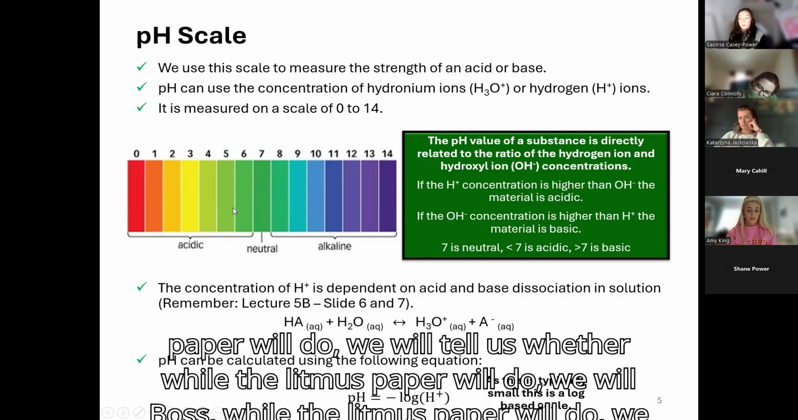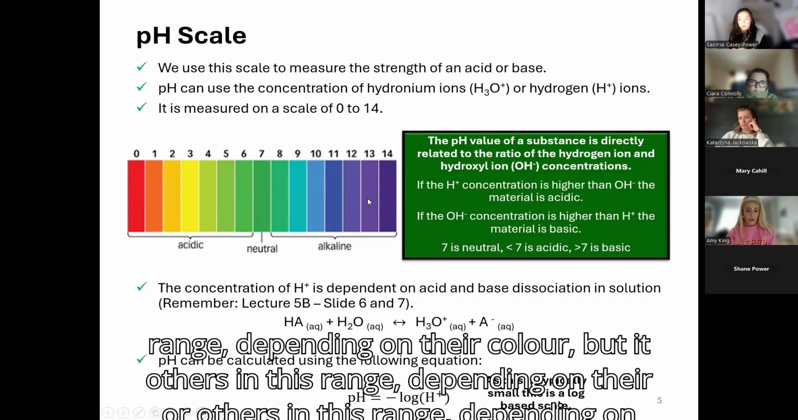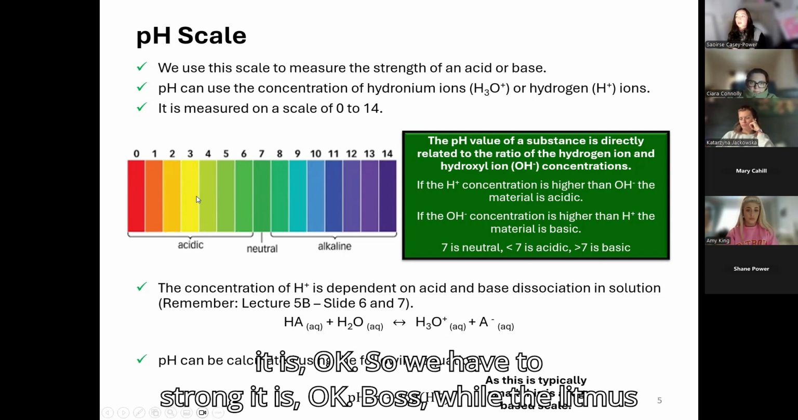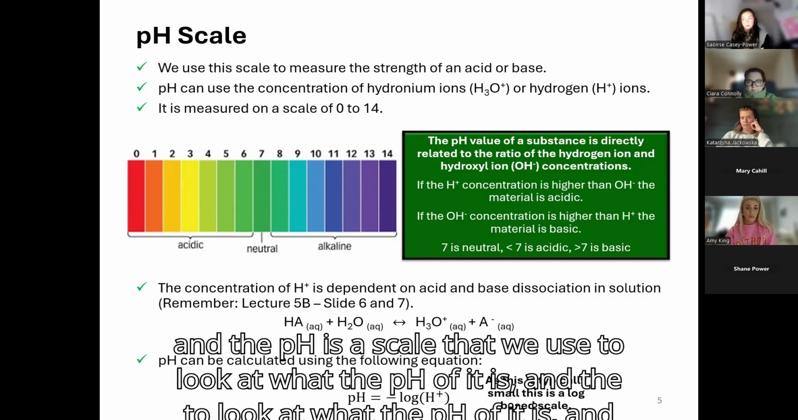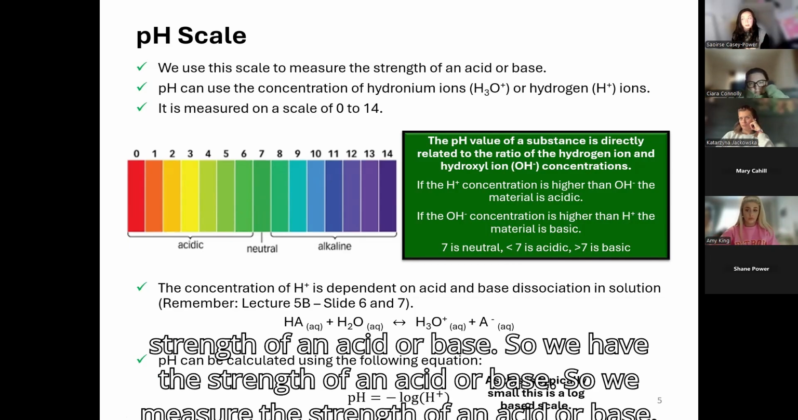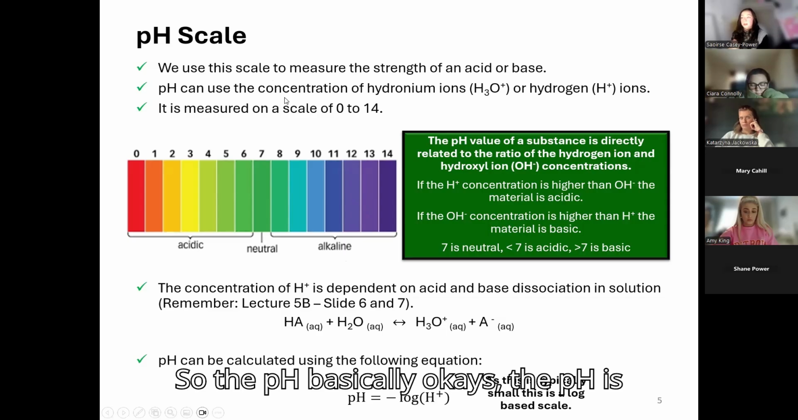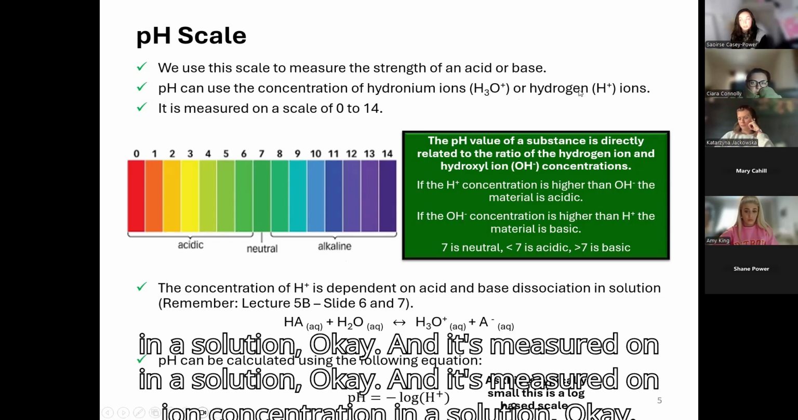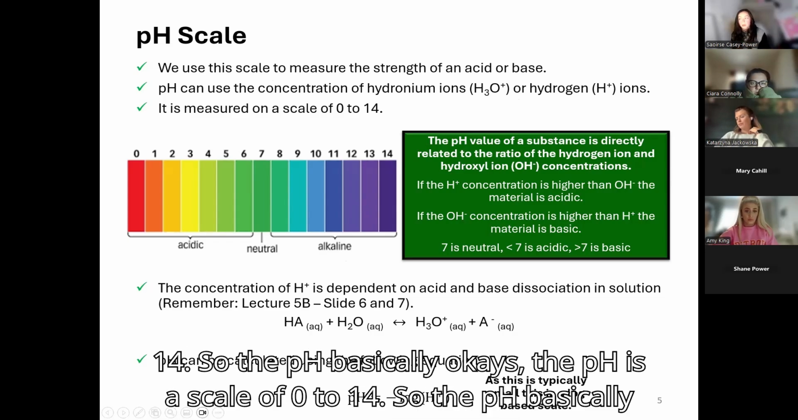What a litmus paper will do is tell us whether it's in this range or in this range, depending on the color, but it won't tell us how strong it is. So we have to look at what the pH of it is. The pH is a scale that we use to measure the strength of an acid or base. pH is related to the hydrogen ion concentration in a solution, and it's measured on a scale of 0 to 14.